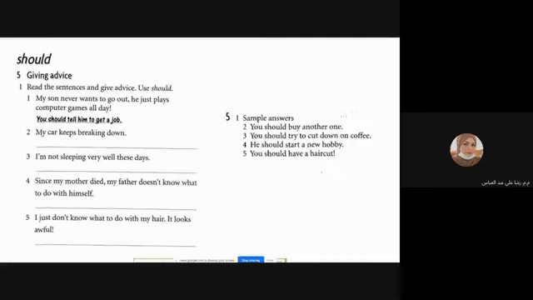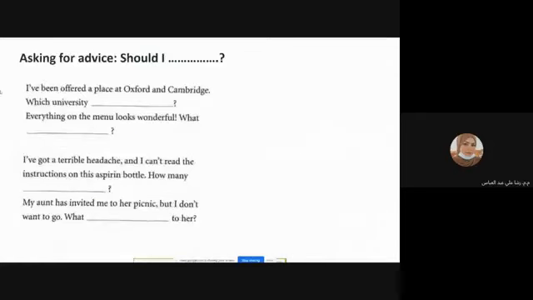واضح طلاب؟ عندكم سؤال على الموضوع؟ ناسف واضحة. Yes. We move to how to ask for advice.